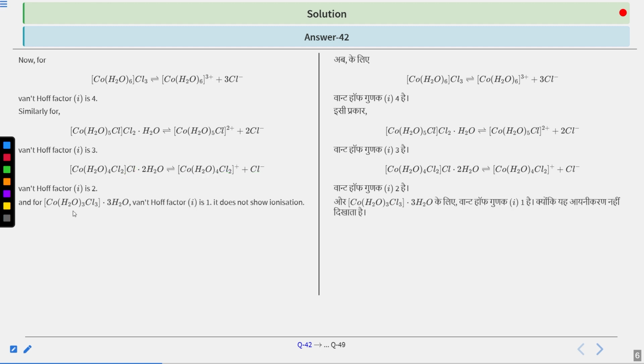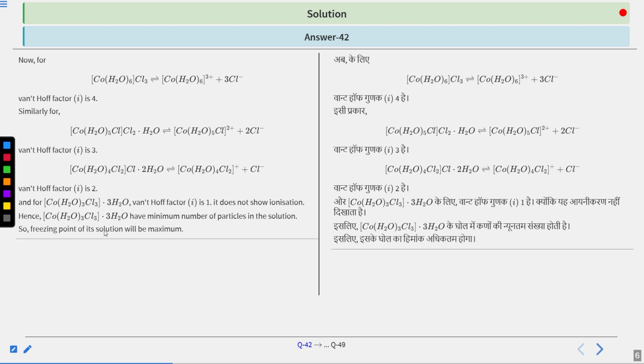And for this one, which is Co(H2O)3 Cl3 dot 3H2O, the Van't Hoff factor will be 1. Why is it 1? Because there are no chloride ions present that are ionizable, so it will not show any ionization. Hence we can say that this complex, which has no chloride ions outside the square bracket, will have the minimum number of particles, as its i factor is the minimum of all. So the freezing point of this complex will be maximum.